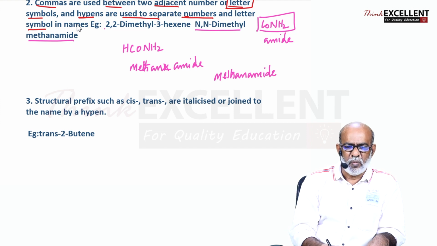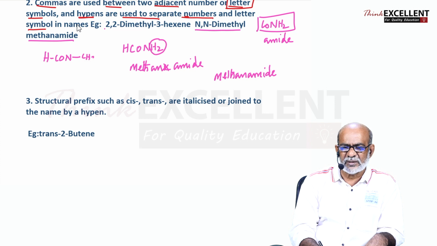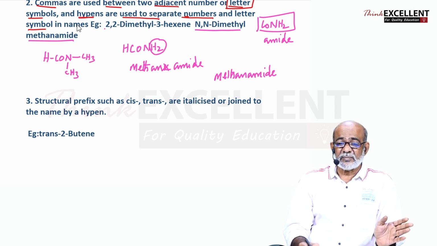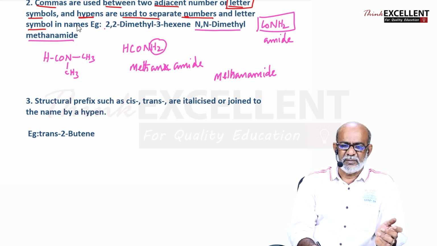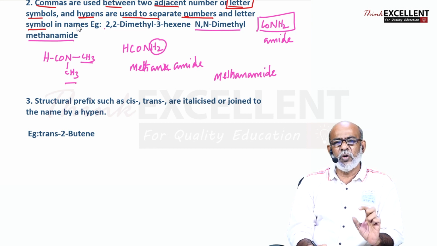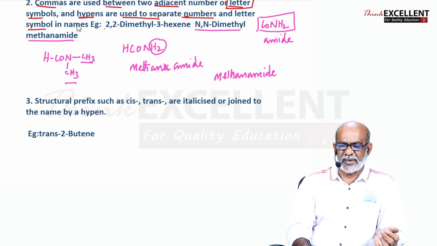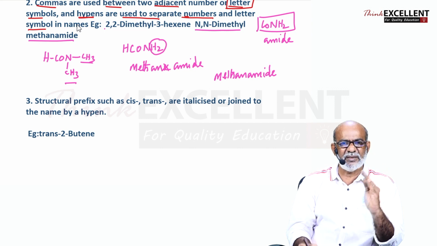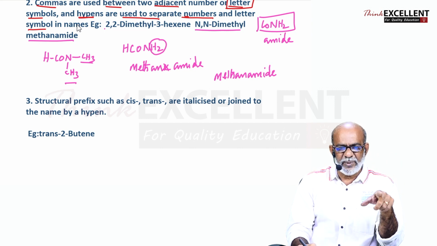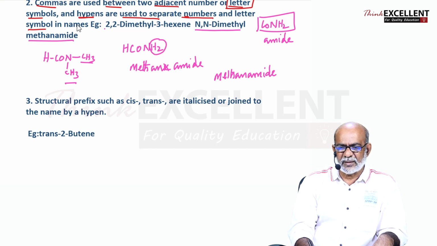Methanamide. Now, once I write the same HCON, instead of these two hydrogens, I add two methyl groups, CH3, here one CH3, and this one CH3. Here, CH3 is nothing but methyl. So this is one methyl, this is one methyl. Both methyls attach to nitrogen, so they are considered substituents. They are written as a prefix. How many methyls? Two methyls, so dimethyl.